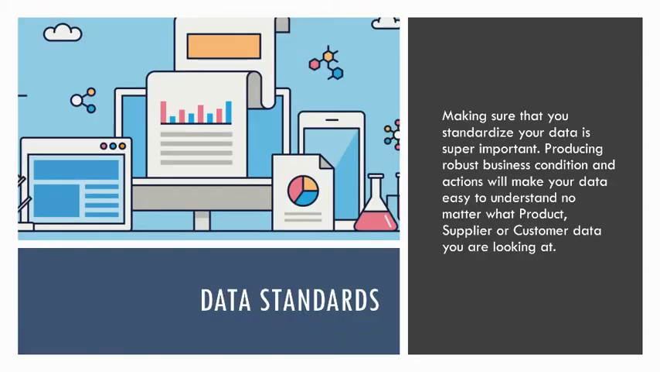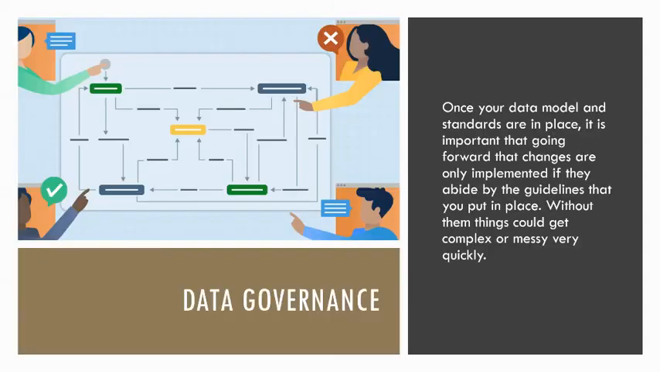The next thing is data standards. Making sure that you standardize your data is super important. Producing robust business conditions and actions will make your data easy to understand no matter what product, supplier, customer data you're looking at. Then data governance. Once your data model and standards are in place, it is important that going forward, changes are only implemented if they abide by the guidelines that you put in place. Without them, things could get messy and complex very quickly.